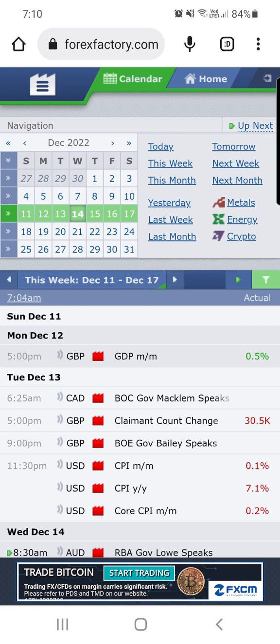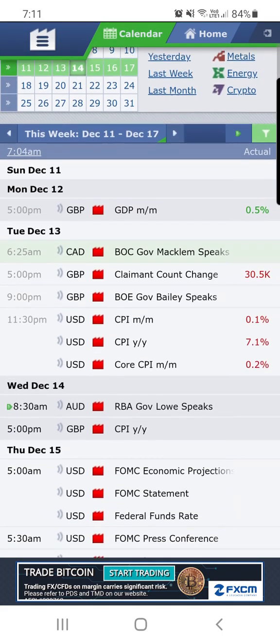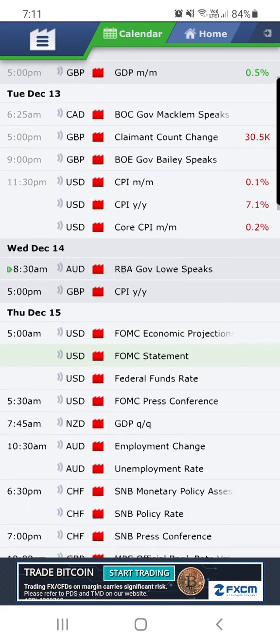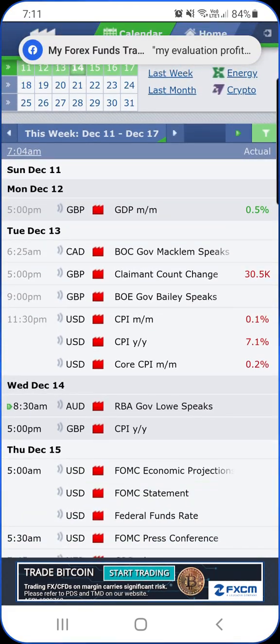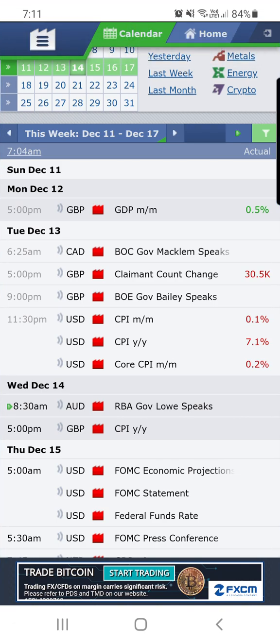All right, guys, if you're not taking note of the economic calendar, you shouldn't be trading. This is extremely important for all the reasons I just mentioned. So make sure you know, guys.